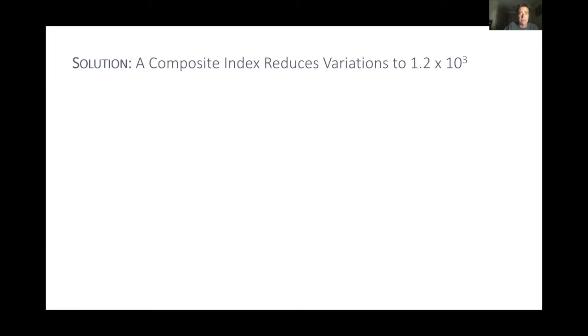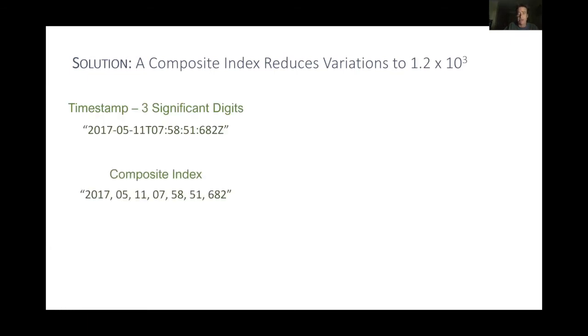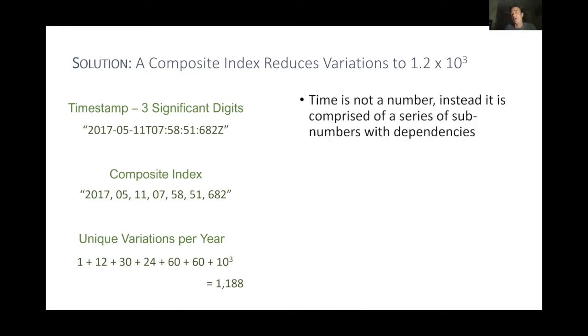The first thing we can do, and this is really just through the power of Grakn attributes, is use a composite index. By that, I mean understand that time's not a number, but is comprised of a series of sub-numbers that have dependencies on them. There's some calculation that can be made between minutes and seconds and days and hours and so on, because this is the way multi-scale numbers work.